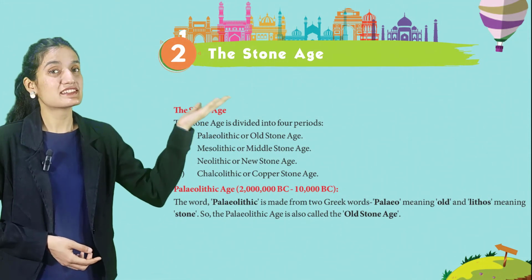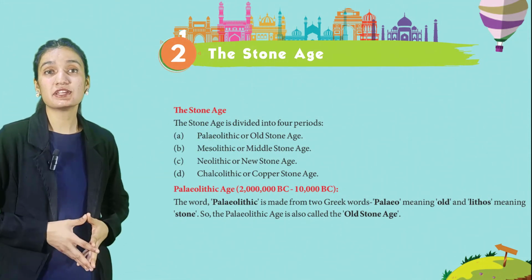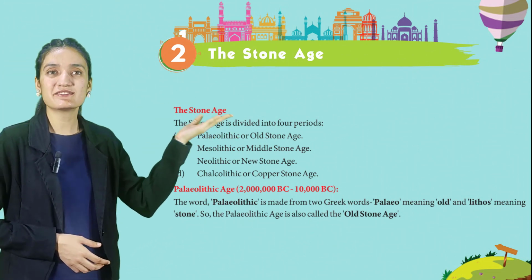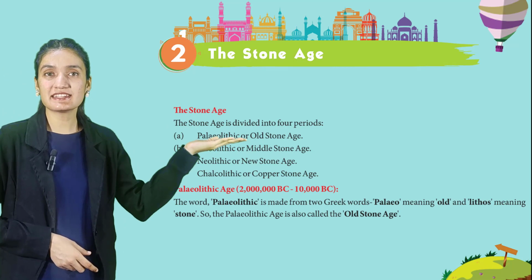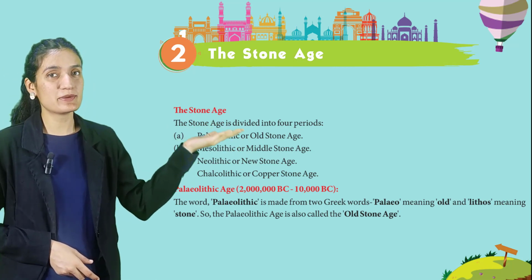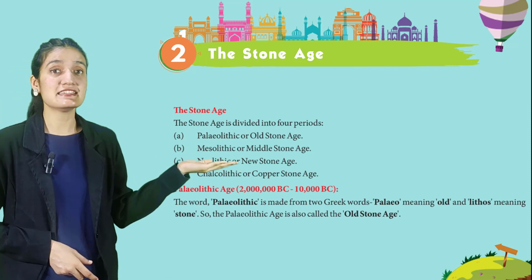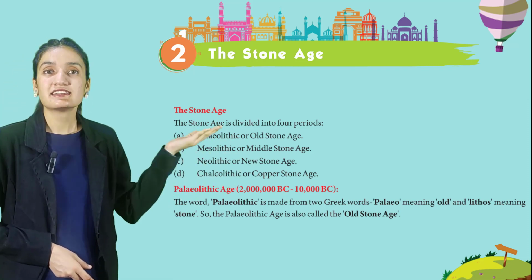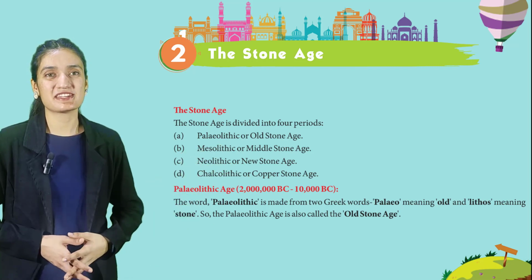Let's first read the Stone Age. The Stone Age is divided into 4 periods, and those are A. Paleolithic or Old Stone Age, B. Mesolithic or Middle Stone Age, C. Neolithic or New Stone Age, D. Chalcolithic or Copper Stone Age.